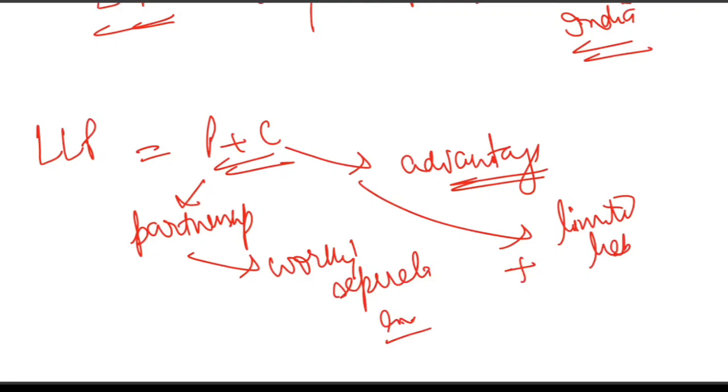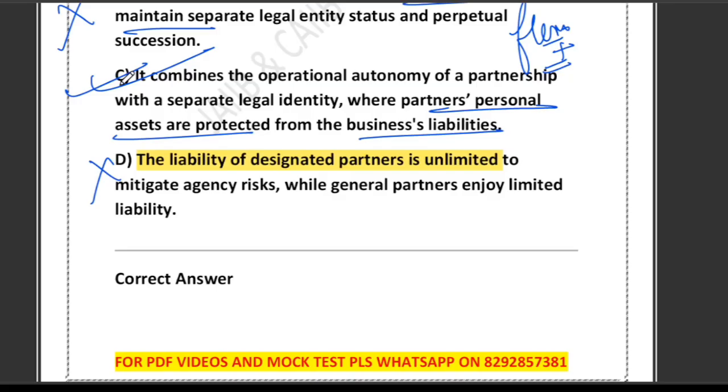So what we learn is that an LLP is a separate legal entity. Partner's liability is limited to the contribution. There is no maximum limit on partners. Only one designated partner must be an Indian resident. And an LLP is a hybrid of partnership and company. That is what we learned from this question.